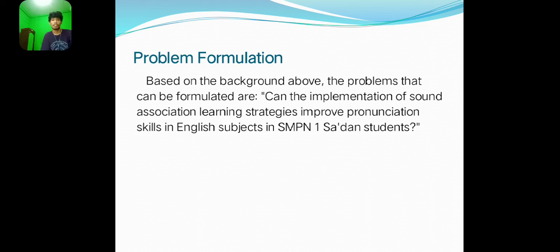And the next, problem formulation. Based on the background, the problem that can be formulated is: can the implementation of the sound association learning strategy improve pronunciation skill in the English subject among SMPN 1 Sadan students?